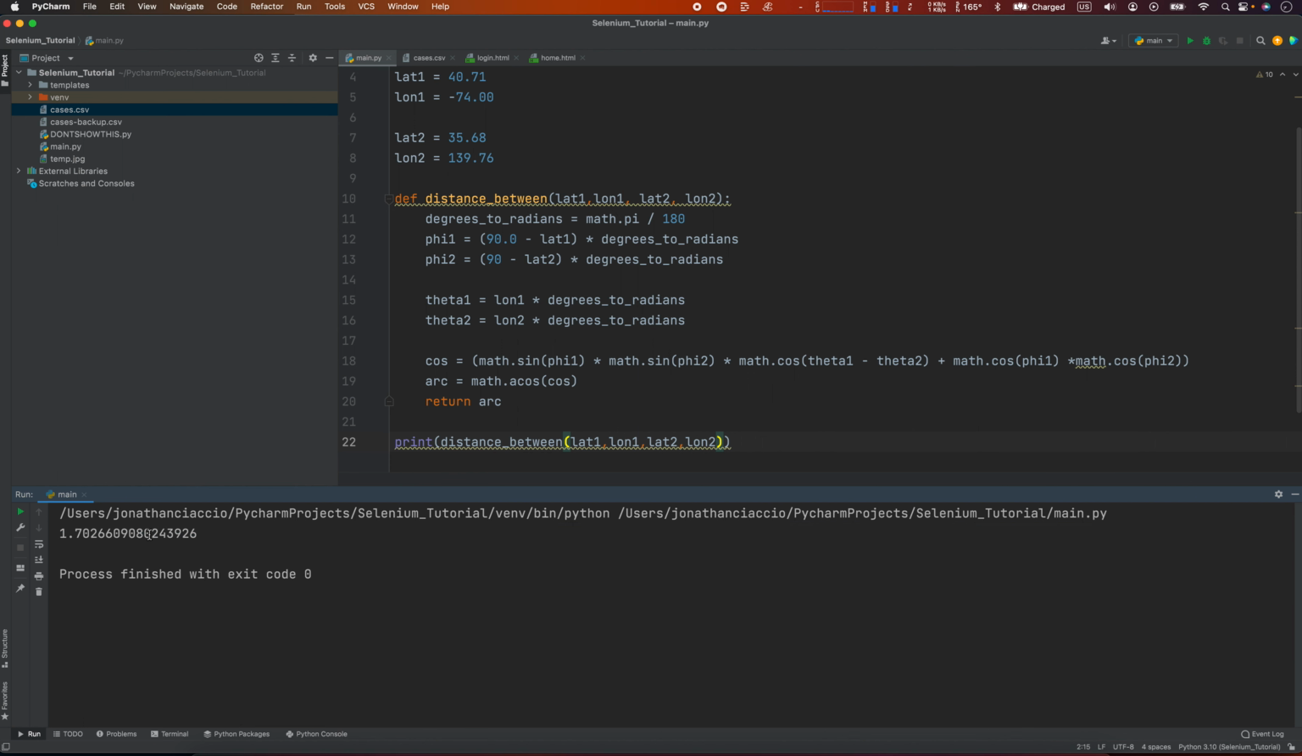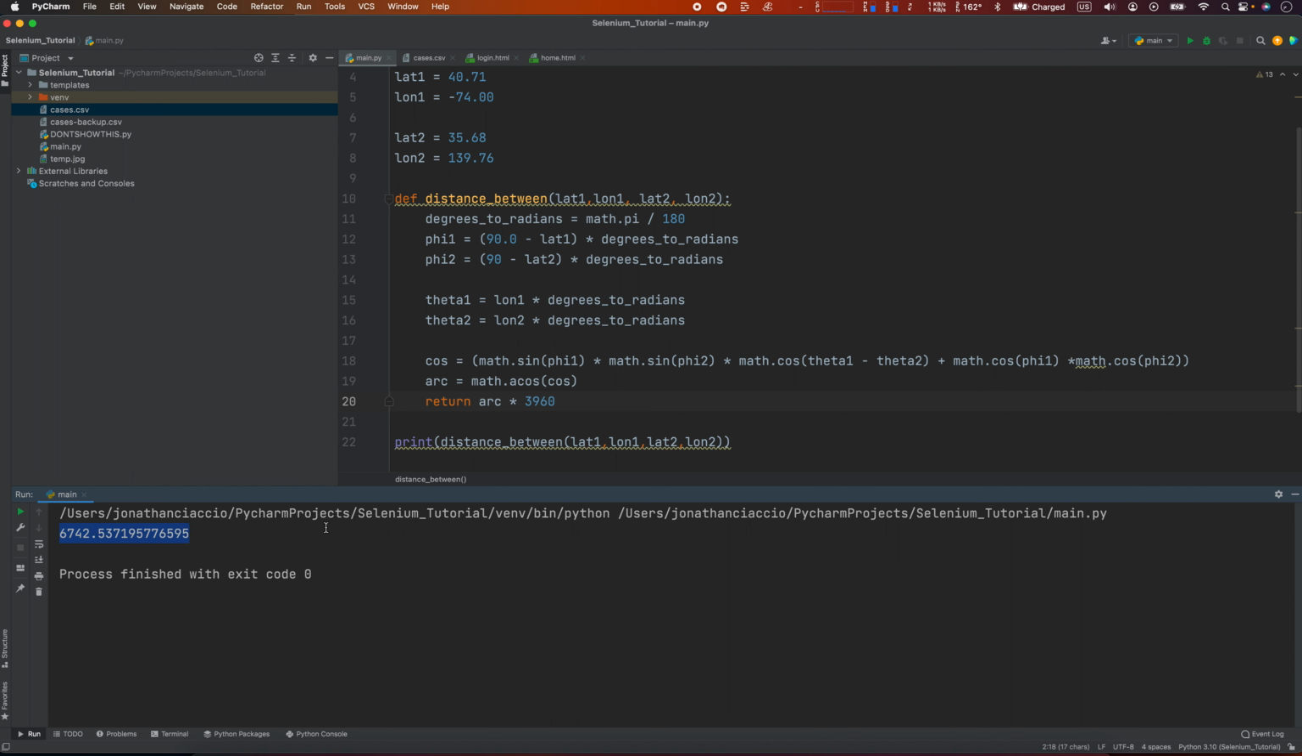So if you want it in miles, then you just have to convert 1.7 radians to miles. I don't think I want to go all the way into that. I'd have to add something: return arc times 3960, which is the radius of the Earth. So it would be 6,042 miles.